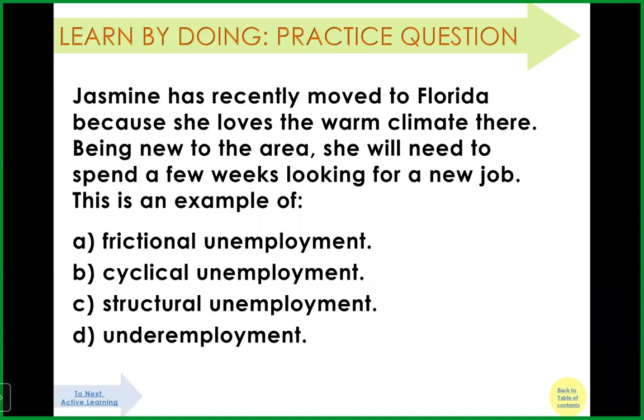Jasmine has recently moved to Florida because she loves the warm climate. But now she needs to take a few weeks looking for a job, and then naturally she stays unemployed. What type of unemployment is this? It's frictional, right? So that's a perfect example of frictional.